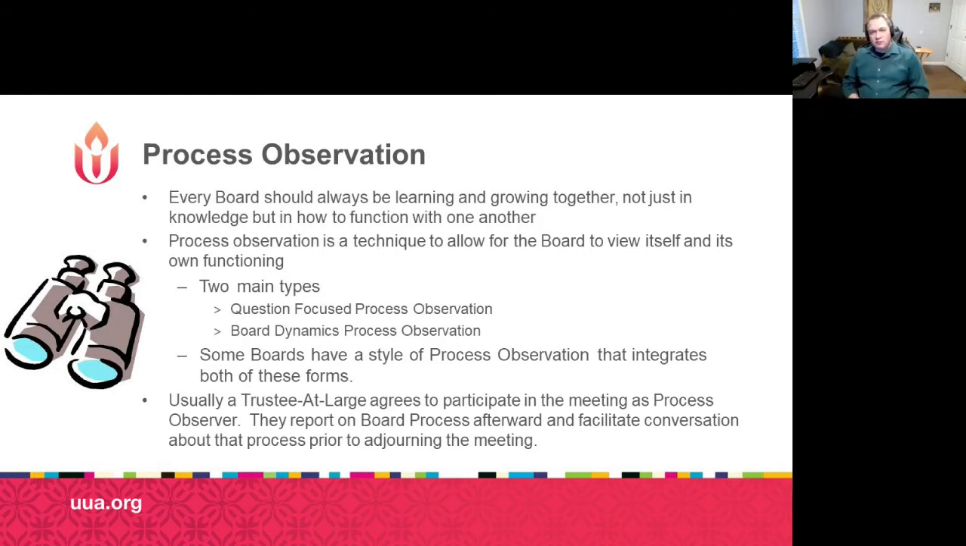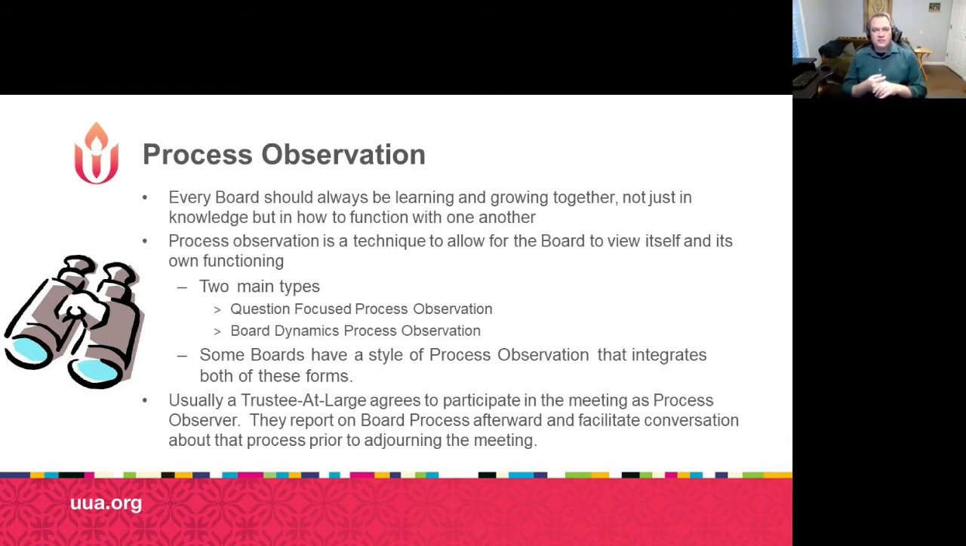There's two main types. We're going to talk about each of them in a minute: question focus process observation and board dynamics process observation. Some boards also have a style of process observation that integrates both of these forms, and we're going to go through the forms so you get a feel for it.